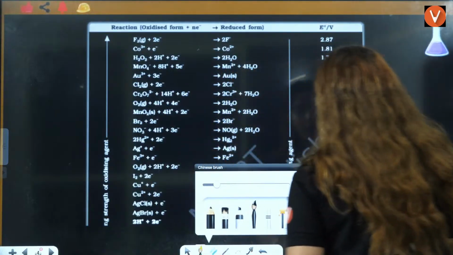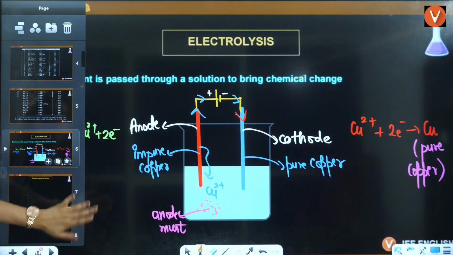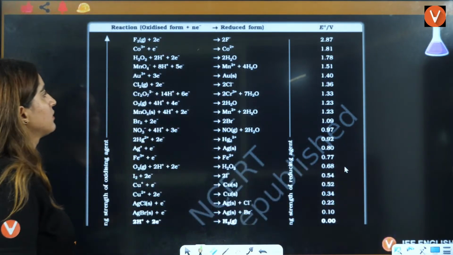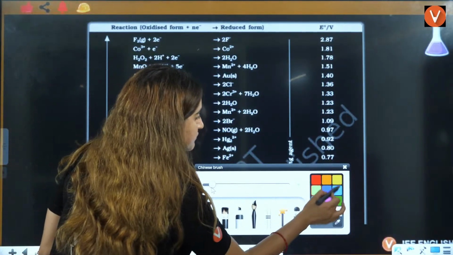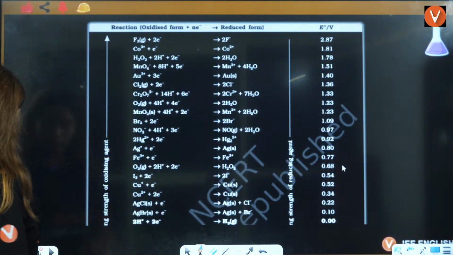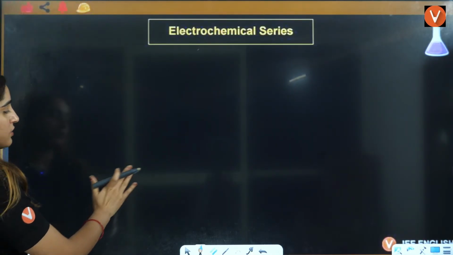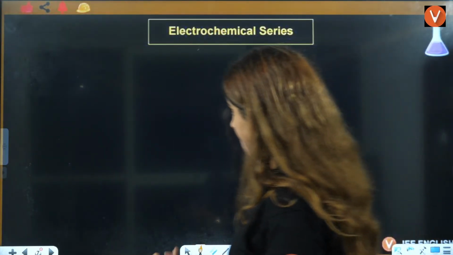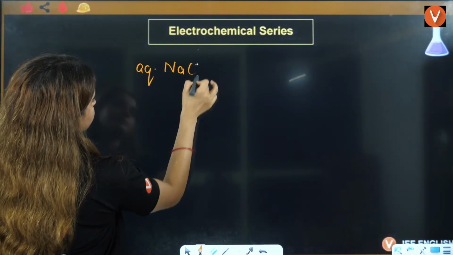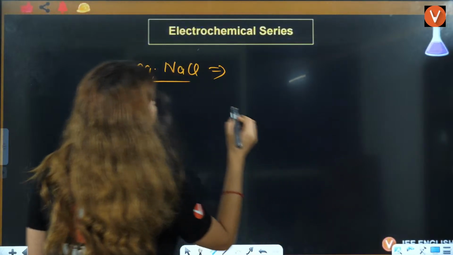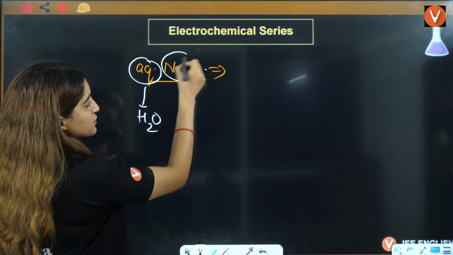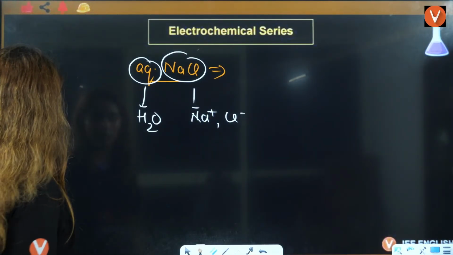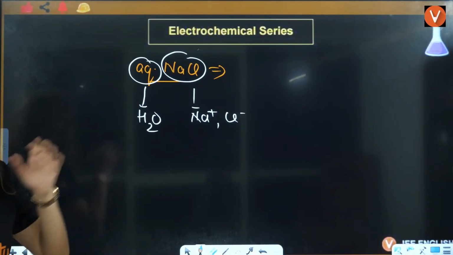Okay, so let's start with the product of electrolysis. So guys, this is the electrochemical series that we have. Whenever we are choosing the product of electrolysis, for example, this is given. Aqueous means water, and this means Na positive and Cl negative, right? I'm sorry, just give me a second.